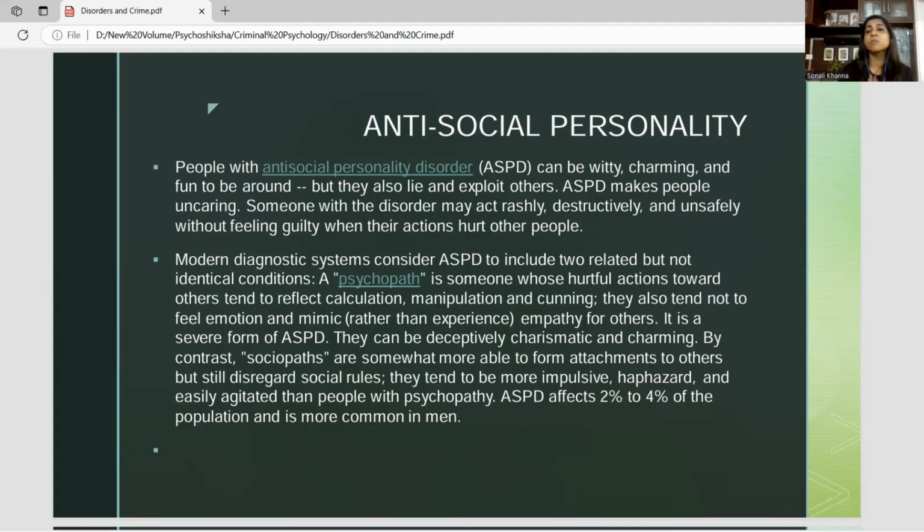Now, antisocial personality disorder has two identical conditions. One is psychopaths and another is sociopaths. A very basic difference between psychopaths and sociopaths is that psychopaths are planners. So if you ever find a serial killer, there's a huge tendency that the serial killer will be a psychopath. Why? Because psychopaths are very calculative. They'll commit a crime in a way that they will never get caught. Hence, they do multiple crimes. They get the opportunity to do multiple crimes because they're not being caught.